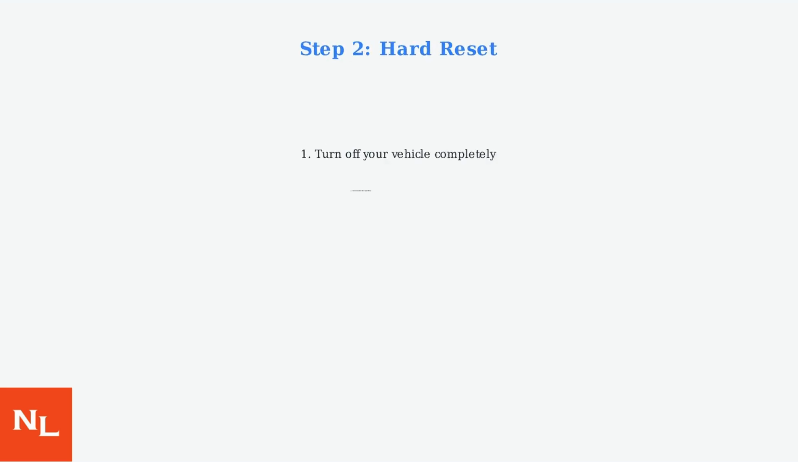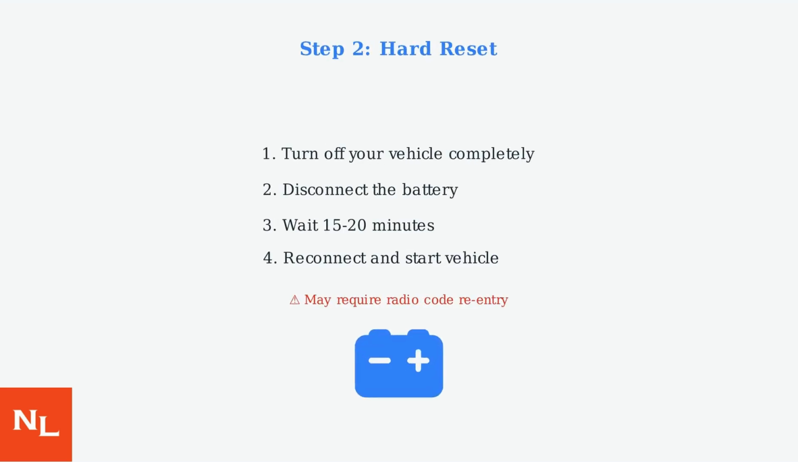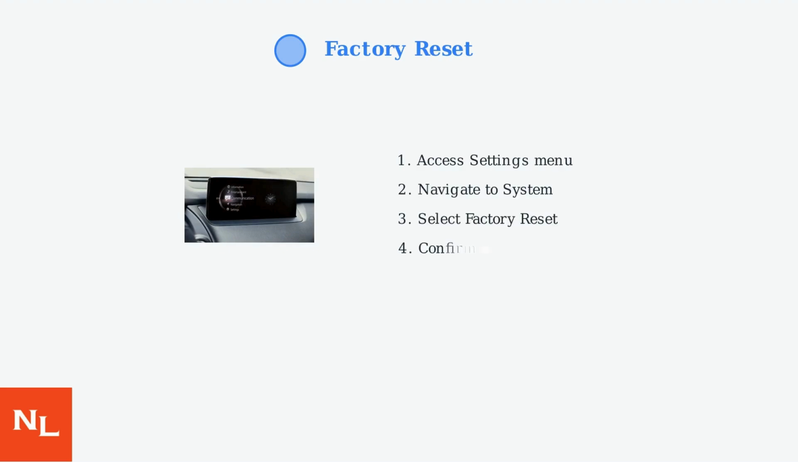For a hard reset, turn off your vehicle completely, disconnect the battery for 15 to 20 minutes, then reconnect it and start the vehicle. Note that this may require re-entering your radio code. These initial troubleshooting steps can often resolve temporary software glitches and restore your infotainment system to normal operation without requiring further intervention. When basic resets fail to resolve your infotainment issues, it's time to explore more advanced solutions.